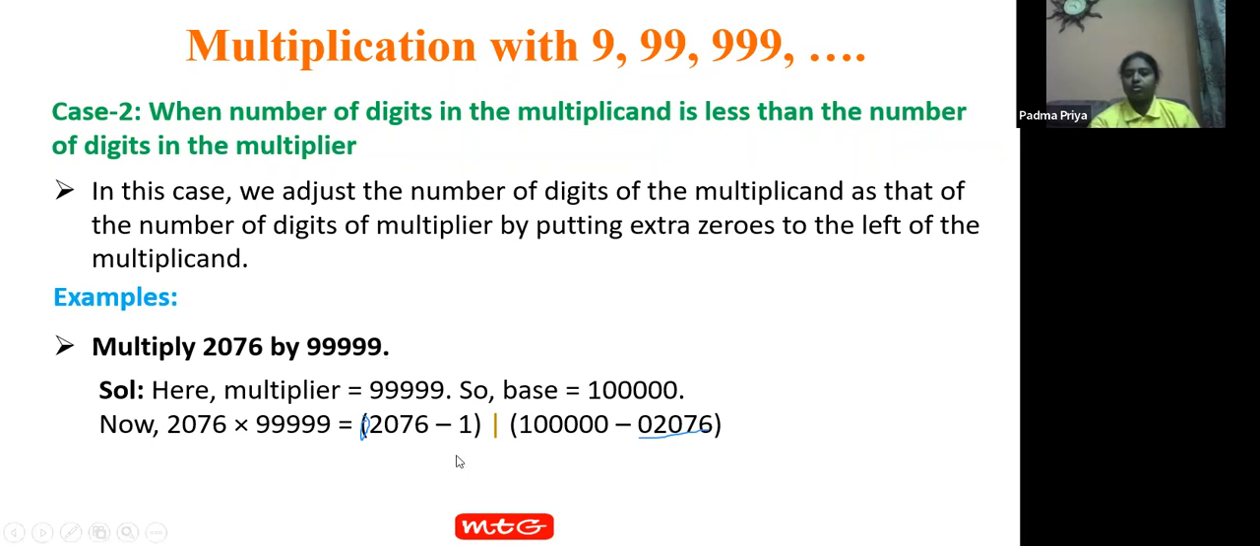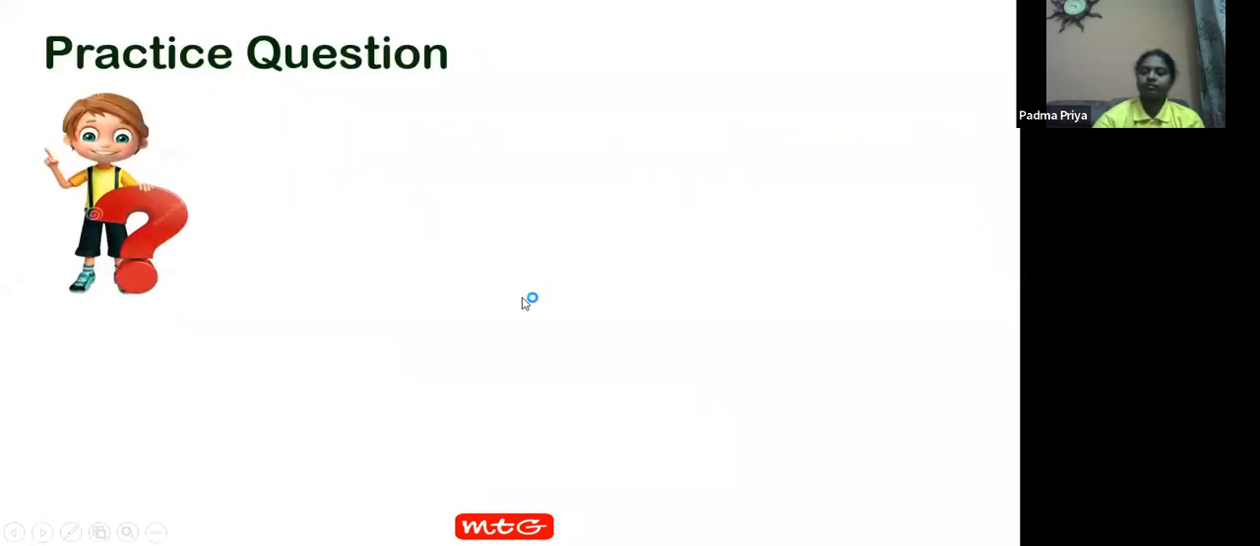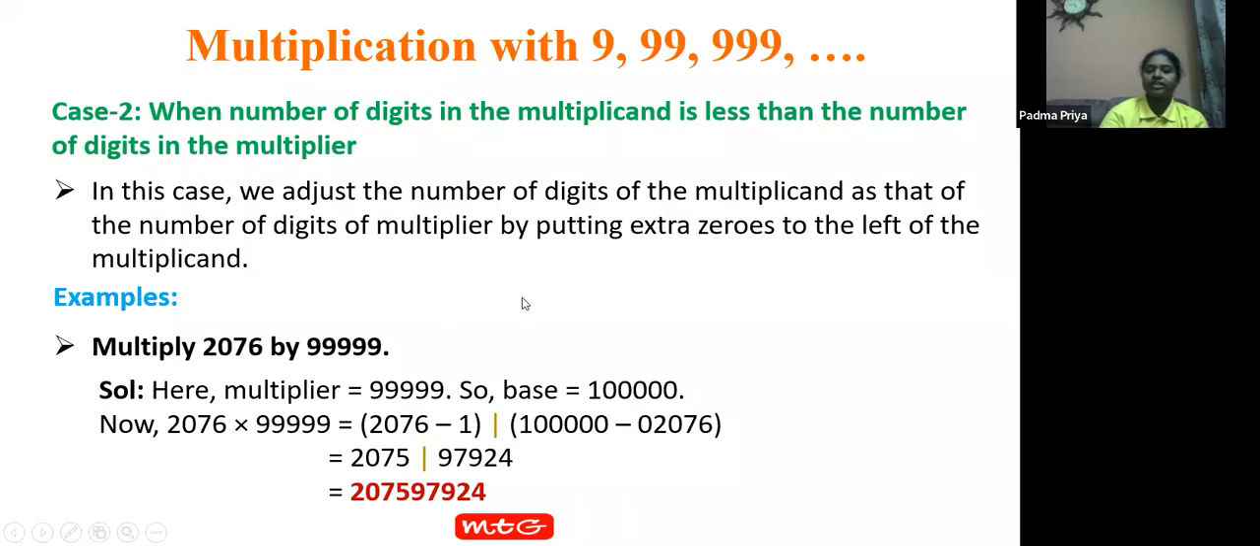Okay. So here, 2075. And the right side part is 97924. That's it, which gives you the final answer. The same logic you need to apply, just the missing digits should be filled with zeros. That's it. Any doubt, children, so far? No, ma'am.